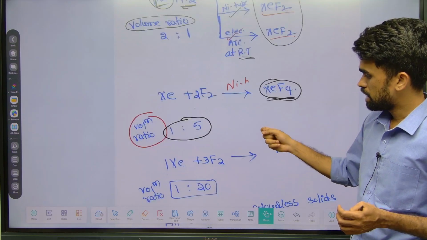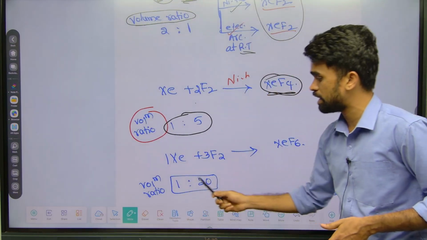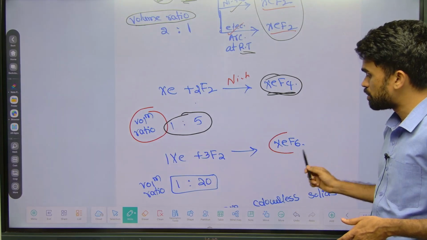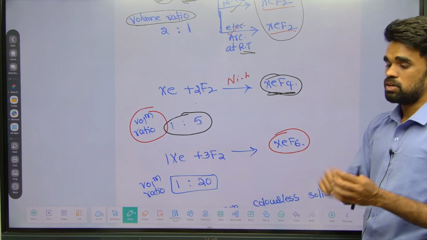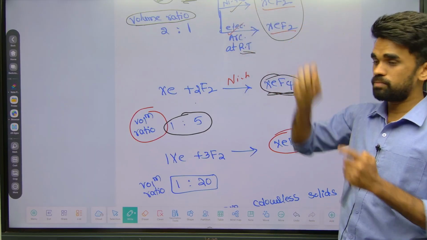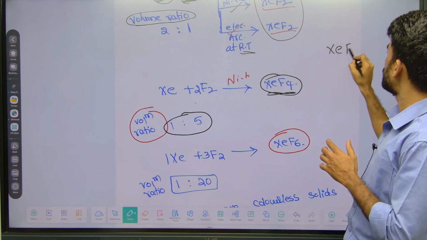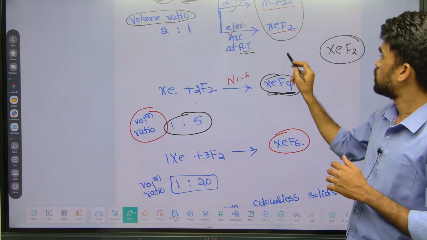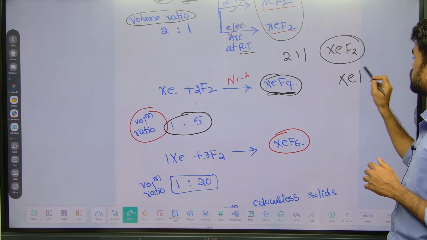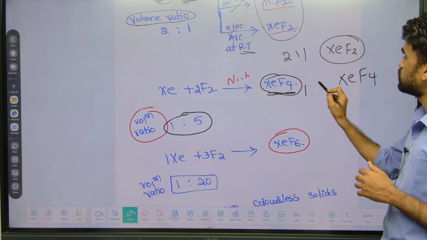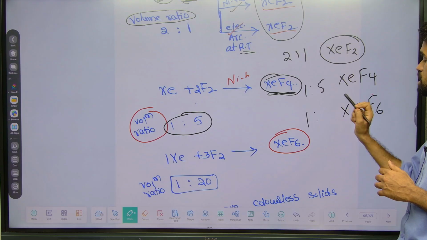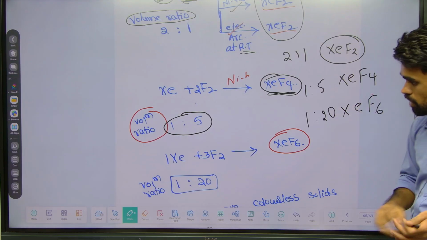Next, if I take a 1:20 volume ratio, the product formed will be XeF6. So for XeF2, what volume ratio should I take? 2:1. Next, for XeF4, 1:5. Next, XeF6, 1:20.